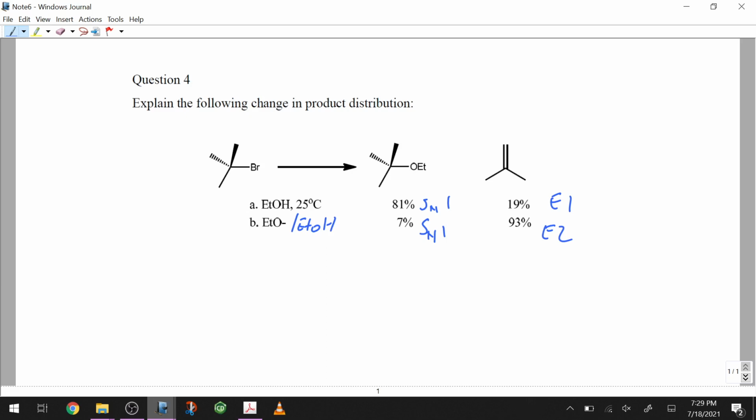Now, technically though, the ethoxide could still act as an SN1 nucleophile. It's kind of pointless, but it's still going to hit a cation if one forms. So that is probably the likely origin of that 7%. The ethanol is still going to be much slower.